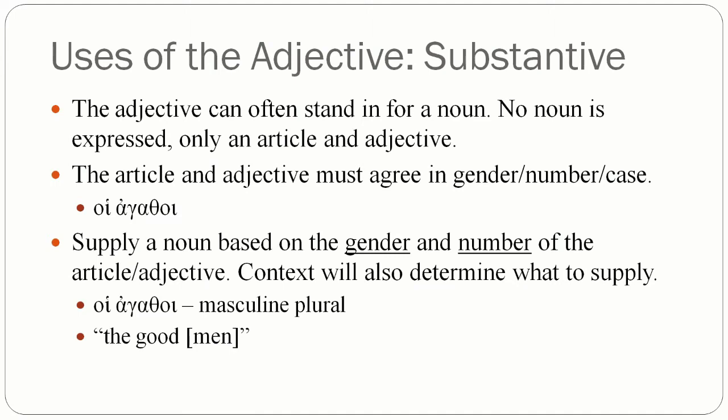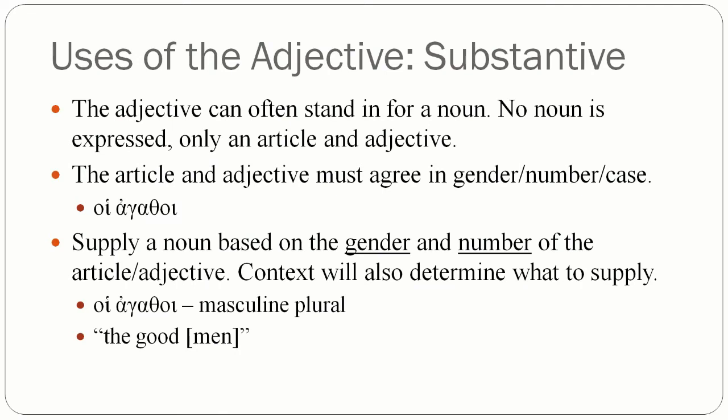Here is an example. Hoi agathoi. Again, agathoi, you should know this by now. This is an adjective, and hoi is the definite article. They agree. They're both masculine, they're both plural, and they're both nominative. But notice here, this is only article and adjective. There's no noun. We don't have a noun there, like anthropos, lithos, entole. Therefore, we need to supply a noun.